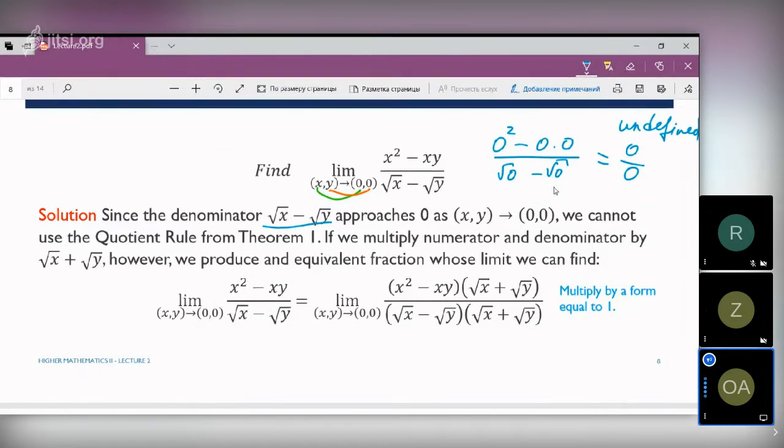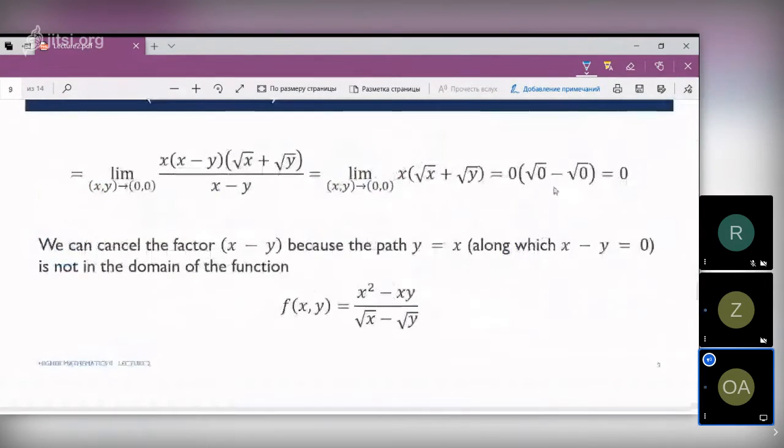If we multiply numerator and denominator by square root of x plus square root of y, we produce an equivalent fraction whose limit we can find. Okay, try to multiply by this expression. The upper part will be square root x squared minus xy times the parenthesis, square root of x plus square root of y. And in this part also, we have this expression. These two expressions give us x minus y.